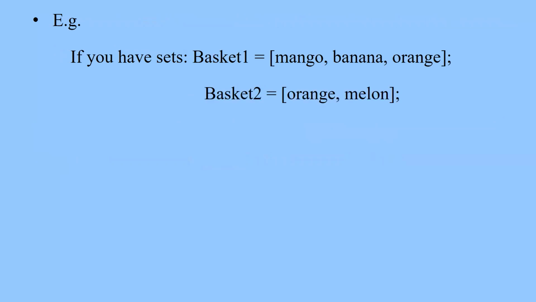Let's see. Who is in basket 1 but is missing in basket 2? Basket 2 has orange and melon. Basket 1 has mango, banana, and orange. So whoever is in basket 1 and is not in basket 2, that is who will form our new set. The one who is common is orange. But who is missing in basket 2? Basket 2 is missing mango and banana.